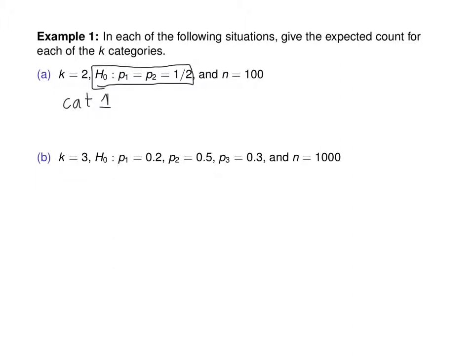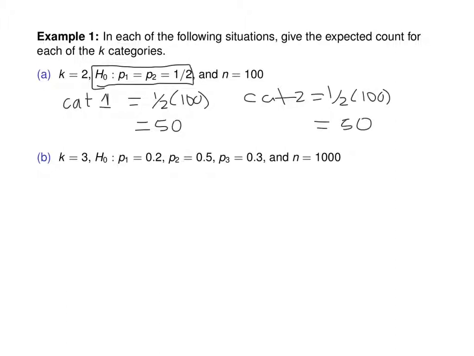So in that case, for category 1, the expected value will be 1/2 times 100, or 50. And for category 2, also 1/2 times 100, or 50. So this could be something like tossing a coin. You'd expect that the probabilities of heads and tails are equal. And because k is equal to 2, the degrees of freedom is k minus 1, or 2 minus 1, or 1.